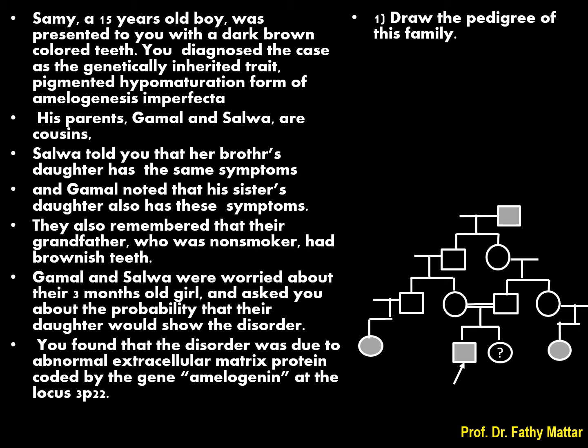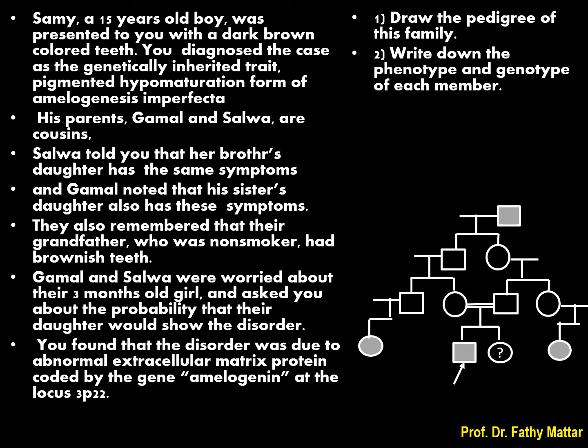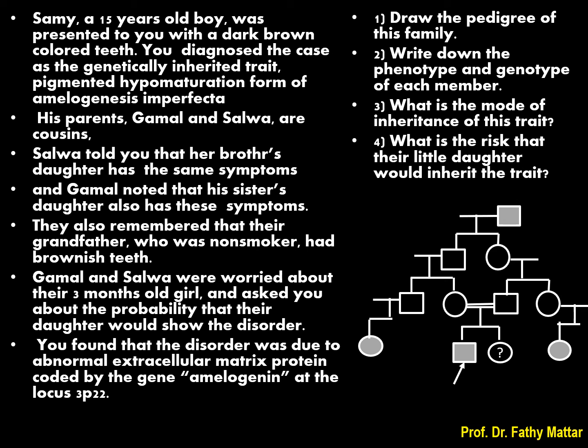Draw the pedigree of this family. Here's the pedigree. Write down the phenotype and genotype of each member. Try to do that. What is the mode of inheritance of this trait? You see that both males and females are affected, and they are sporadic, not in all generations. So what do you think the mode of inheritance is in this case? Okay, think about it. Now, what is the risk that their little daughter would inherit the trait?